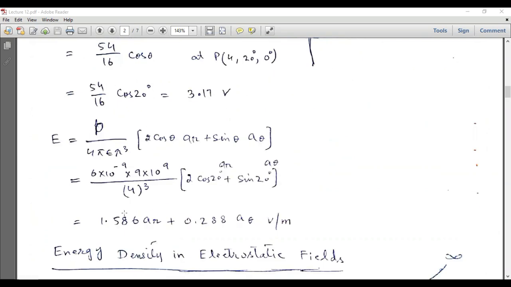Similarly, E can also be evaluated, and E is equal to p over 4 pi epsilon r cube, right? Because here we had Qd, and here we have 2 cos theta a_r plus sin theta a_theta. So all the quantities are known and we can substitute all the quantities r and theta in this expression, and the final value of electric field is 1.586 a_r plus 0.288 a_theta volts per meter.